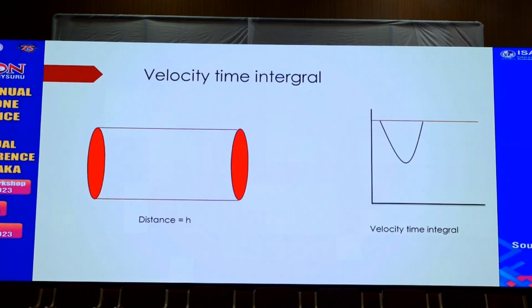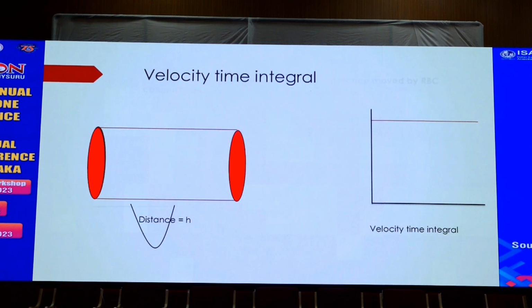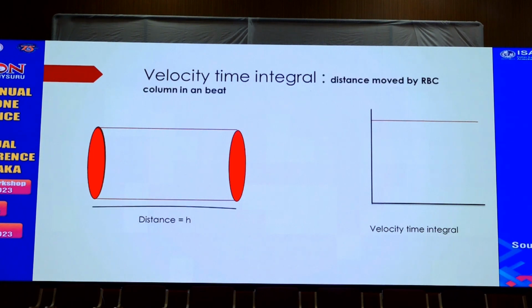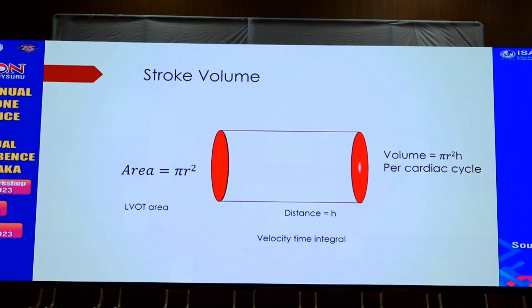Next, with the help of velocity, I'm going to measure the velocity time integral. When the blood flows, the RBCs flow, and we measure the velocity. With the integral formula, we can measure the distance traveled by the RBC. So we can extrapolate it to an area. If we measure the entire area of blood traveling for a particular time, then we can calculate the volume for the particular beat. That's how we calculate the stroke volume.